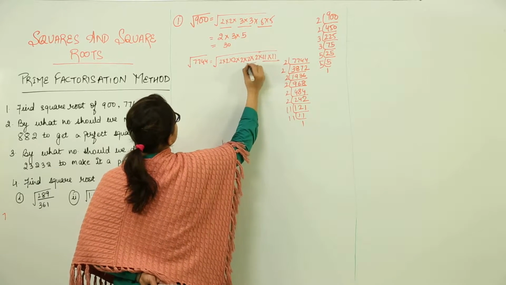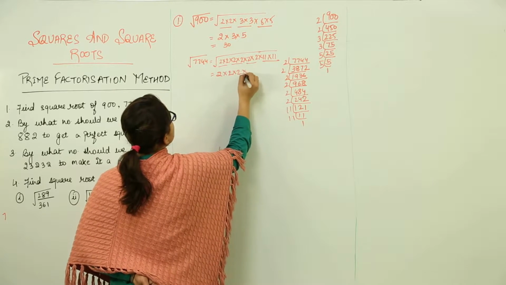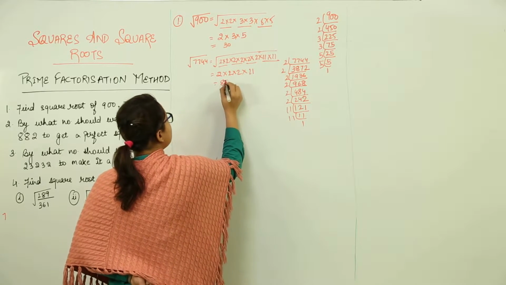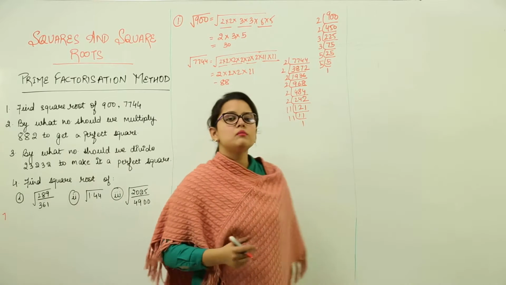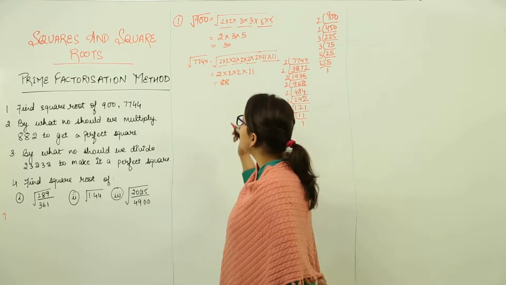So what are the grouped terms now? We get 2 into 2 into 2 into 11. 2 2s are 4, 2 4s are 8, 8 11s are 88. You can check your answer by multiplying 88 with 88. You will get back the answer 7744.